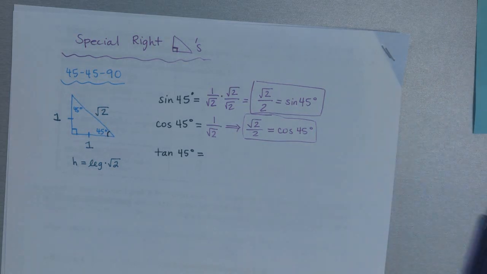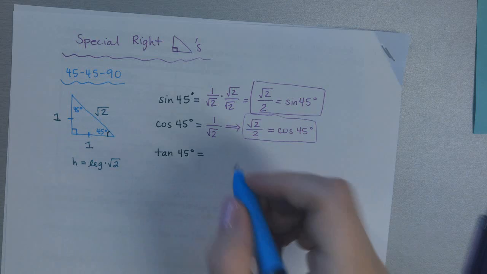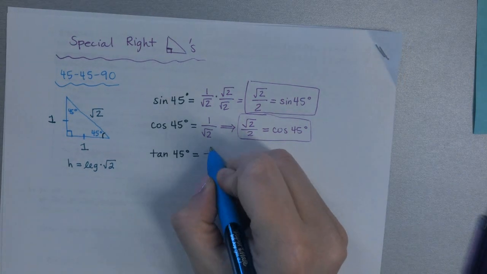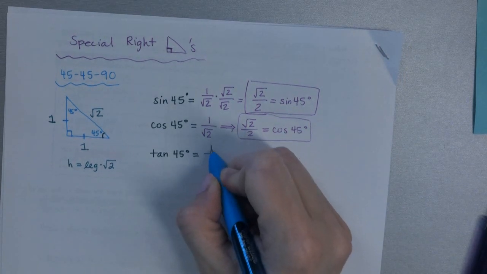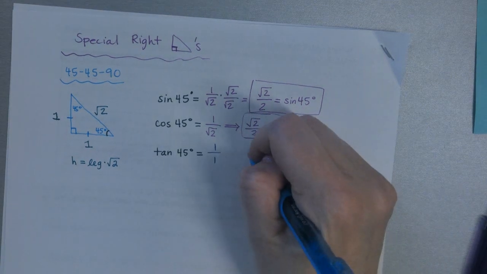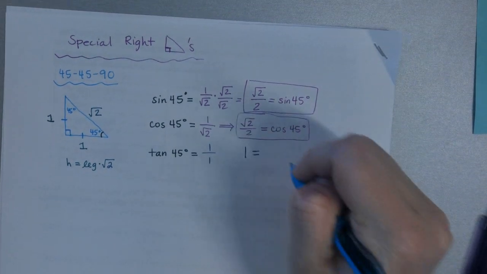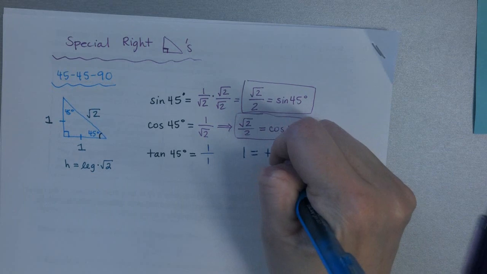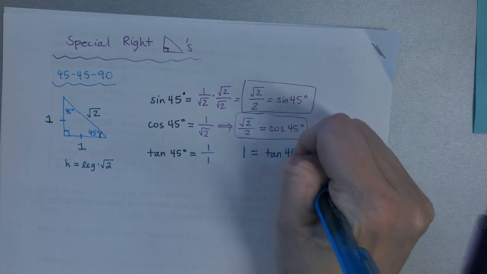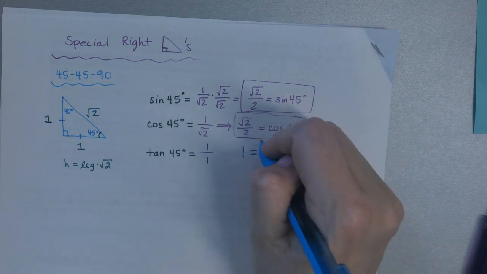Okay, so Dylan, what'd you get for your opposite over adjacent? You would just do 1 over 1. Yeah, just 1 over 1, right? Okay, and 1 divided by 1 is 1. Okay, so the tangent of 45 degrees is equal to 1.